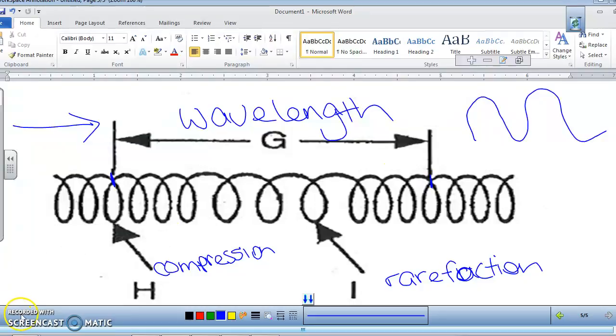Okay? Go ahead and stick this notes page in your binder and read the board for further directions.